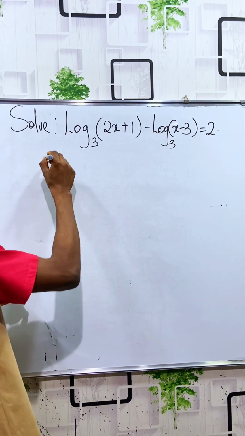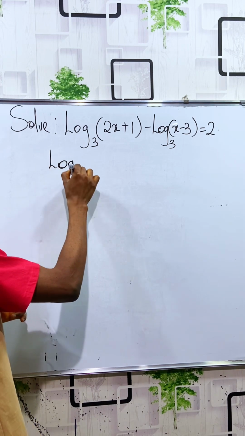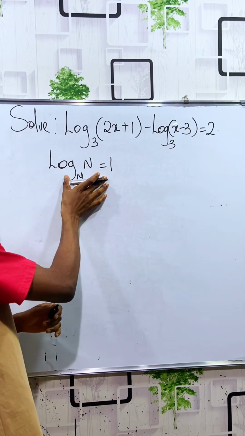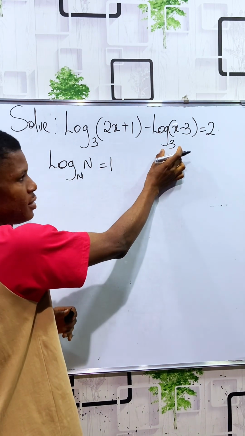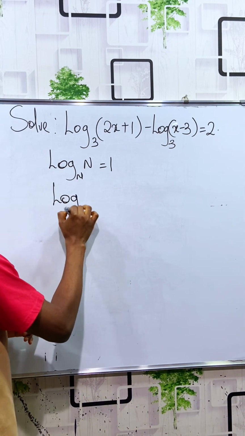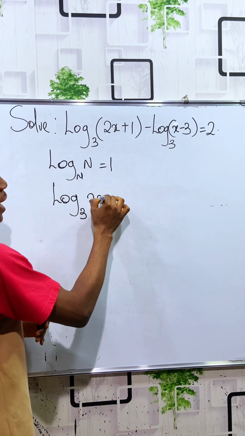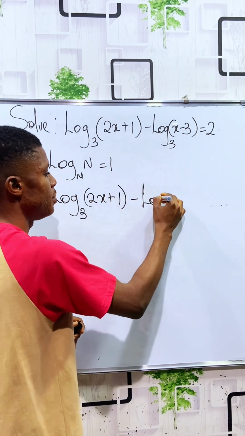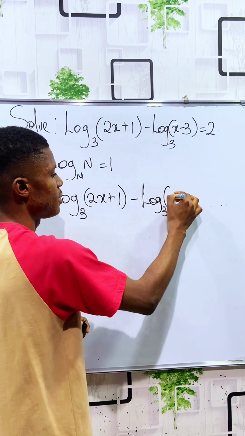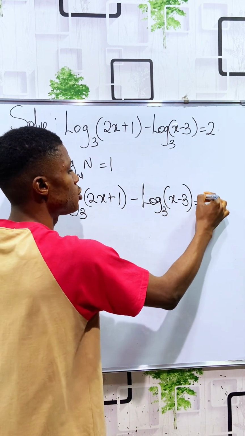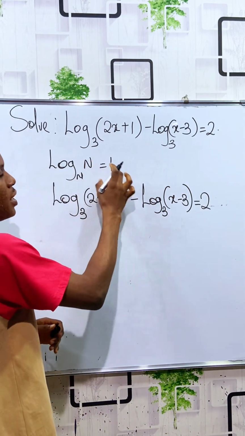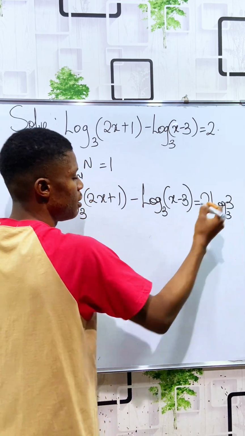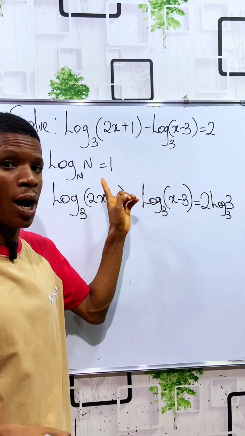So here we can now remember that log to the base of n of n is equal to 1. Logarithm of the same base is 1. So since we are working in base 3, I can write it as log to the base of 3 of 2x plus 1 minus log to the base of 3 of x minus 3 is equal to 2 times 1. Since we are working with base 3, I can write log to the base of 3, since log to the same base is 1.